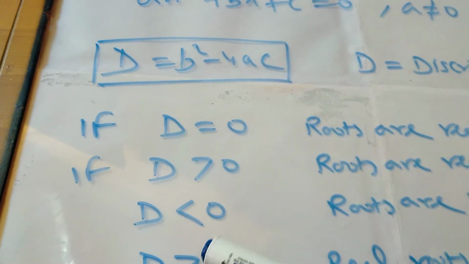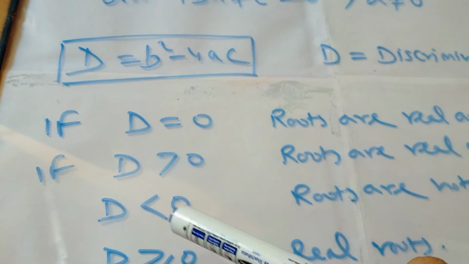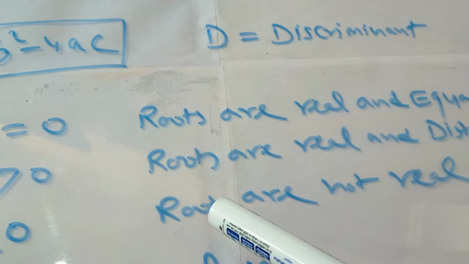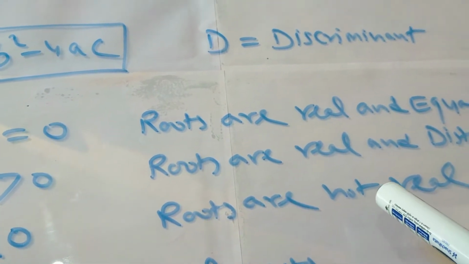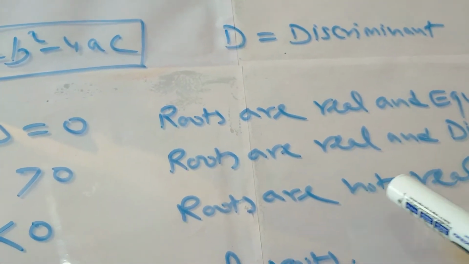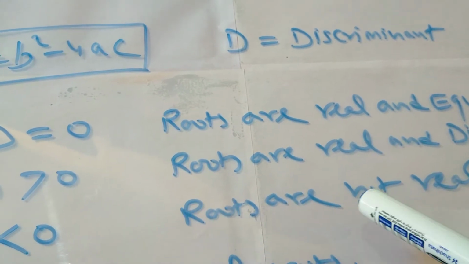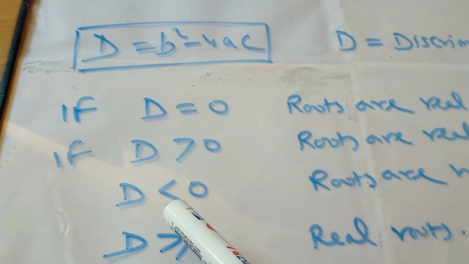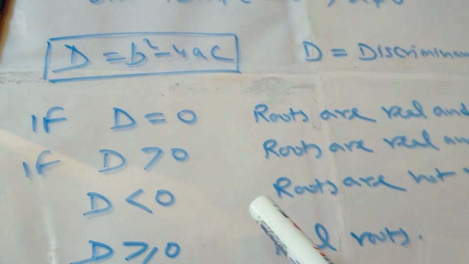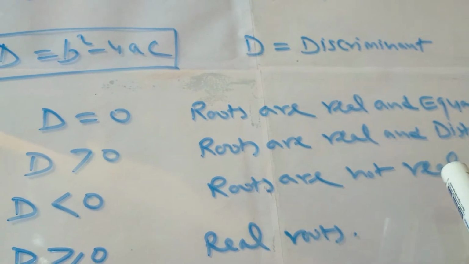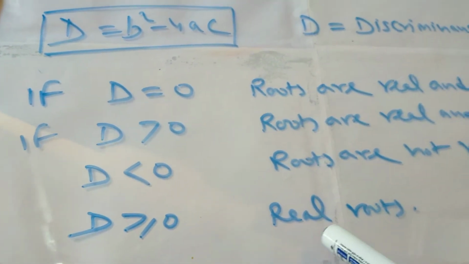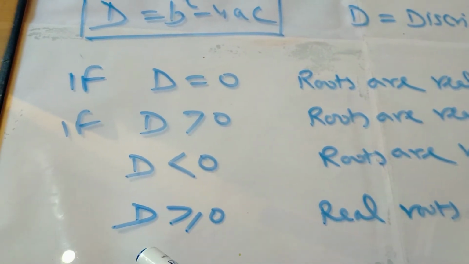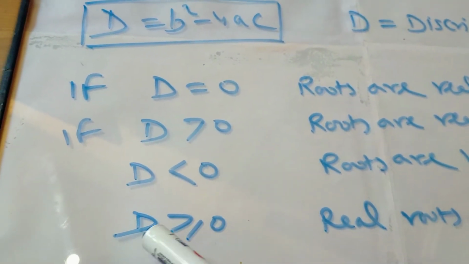But if D is less than 0, in that case what should you say? You should say the roots are not real, and so we are not able to solve it, because if the roots are not real we can't solve it through the factorization method or the quadratic formula method. So if D is less than 0, you should write roots are not real. Now the last condition: if the roots are real, then you should apply the condition D greater than or equal to 0.